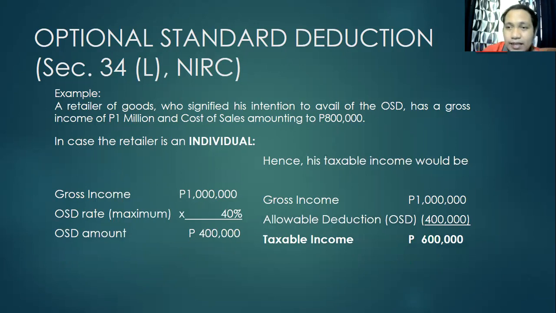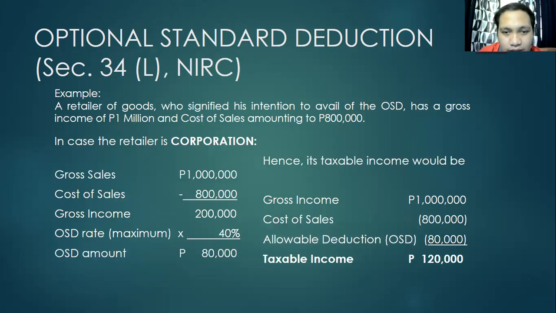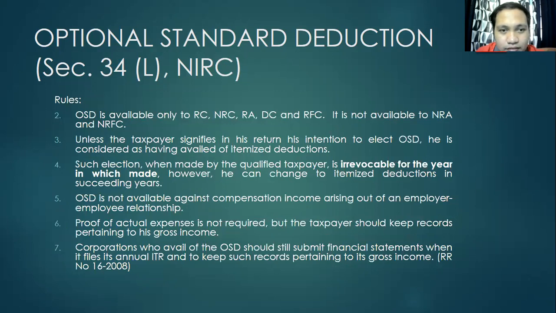Kasi kapag nag-avail na, okay. So, di-discuss natin yan later. So, rule number 2, optional standard deduction is available only to resident citizen, non-resident citizen, resident alien, domestic corporation, and resident foreign corporation. Hindi ito available sa mga non-resident alien, whether engaged in trade or business or not engaged in trade or business, and non-resident foreign corporation. Okay?